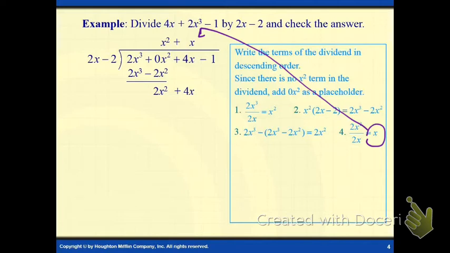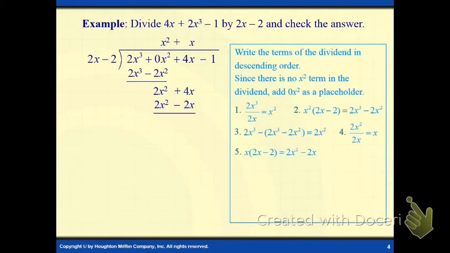What did we do? We took our new lead, which was the 2x squared, and divided it by the 2x. Do you put the whole top equation to divide? No, just the new one that you put up there. Good question. Now you're going to multiply the x times the 2x minus 2, distribute it. That gives you 2x squared minus 2x.